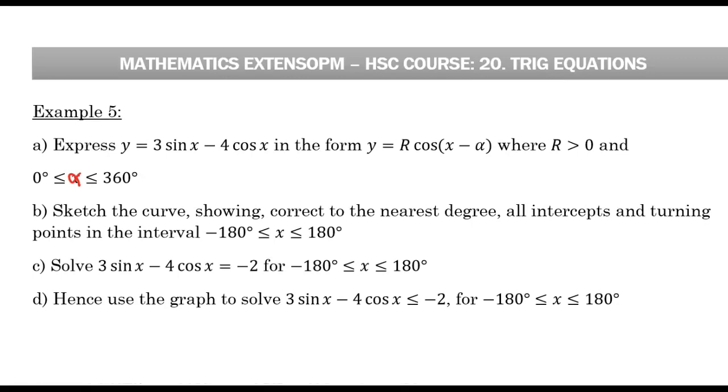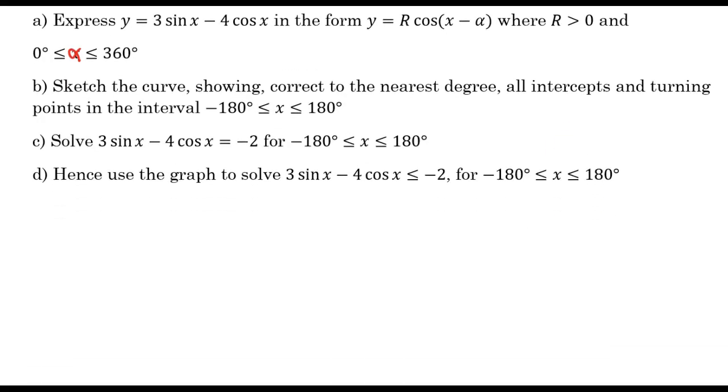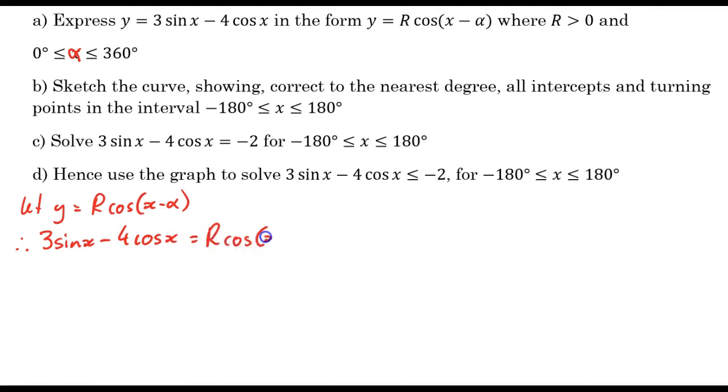We've been asked to express this function y equals 3 sine x minus 4 cos x in the form y equals r cos x minus alpha. Right, r is positive and alpha is somewhere between 0 and 360 degrees. So we kick it off like this. I'm going to say let y equal r cos x minus alpha. Therefore, let's say 3 sine x minus 4 cos x is equal to r cos x minus alpha.